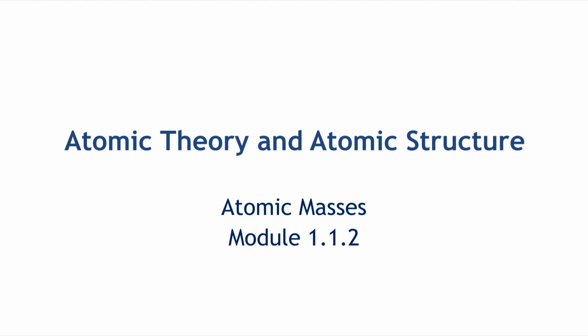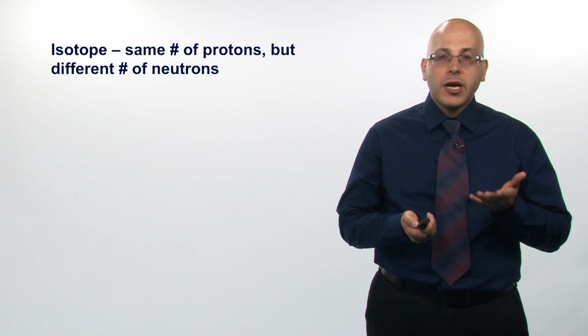Now that you've learned a little bit about atomic theory and atomic structure and what these little atoms are made out of, let's do a little bit more in-depth analysis and talk about the masses of these atoms. Okay, so here's the deal. Every single element in the periodic table is made out of atoms, but not all of these atoms look exactly 100% the same. You have these things that are called isotopes.